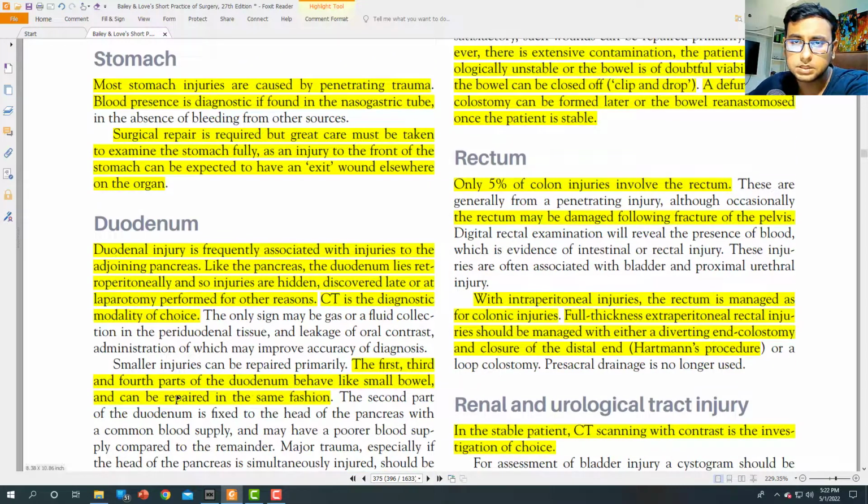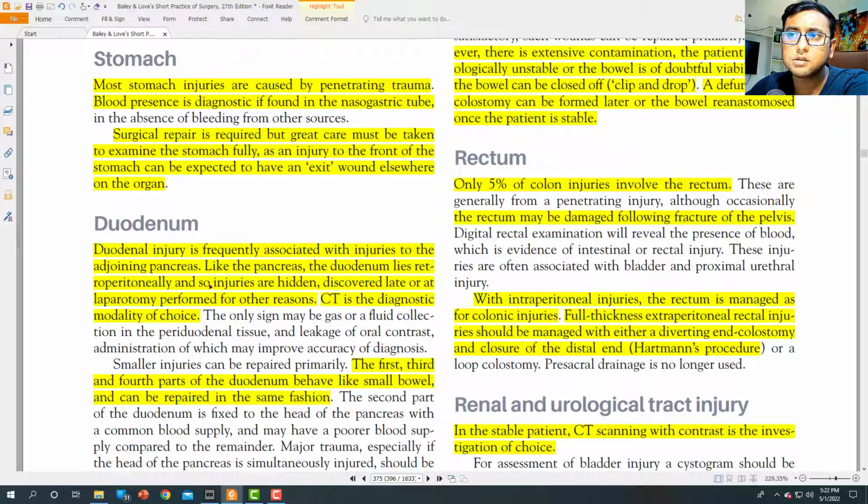Now the duodenum, the fourth important organ. Duodenal injuries are frequently associated with injuries to the adjoining pancreas. So if there is injury to the pancreas, we must look at the duodenum also, because the second part, and moreover the maximum part of the duodenum, is attached to the head of the pancreas. We all know this anatomically. In that case, there is also a chance of duodenal injury.